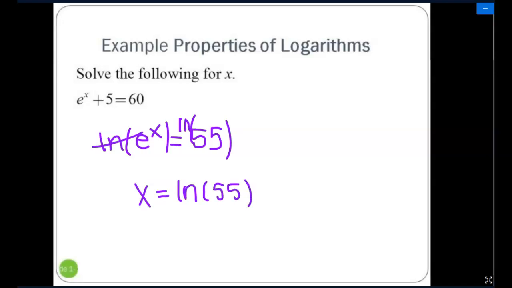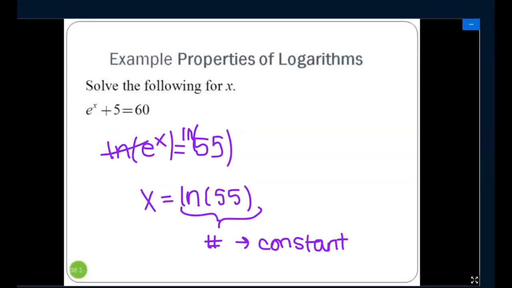It's important to know that the natural log of 55 is just a number. This is considered what we call in math a constant. The natural log of 55 is a number. It is a constant.